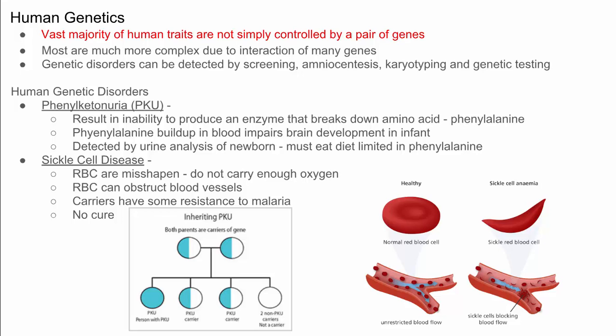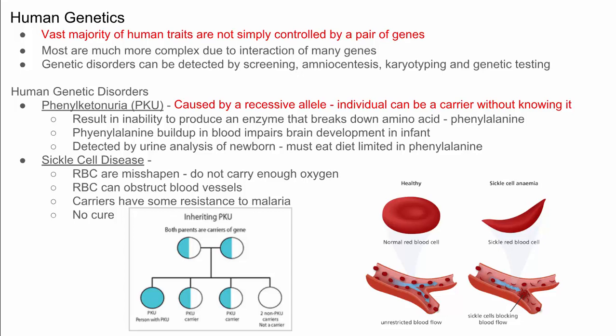Okay. And so here are a couple diseases, though. There are some diseases that are caused by just a single mutation, just one single gene. One of those is phenylketonuria. This is a disease caused by a single recessive allele. So that means a person could be a carrier of this disease and not know it. And what it does is it interferes with an enzyme.